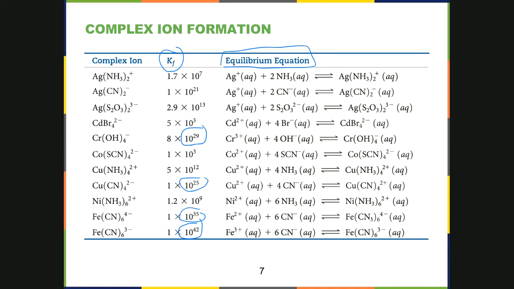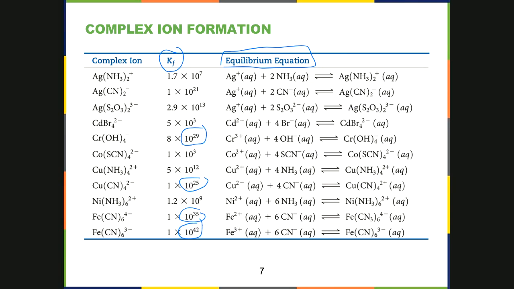Now, you remember Avogadro's number is 6 times 10 to the 23rd. These things are bigger than that. So this means that if you can form a complex ion, you will. Almost 100% of the reactants become the products.